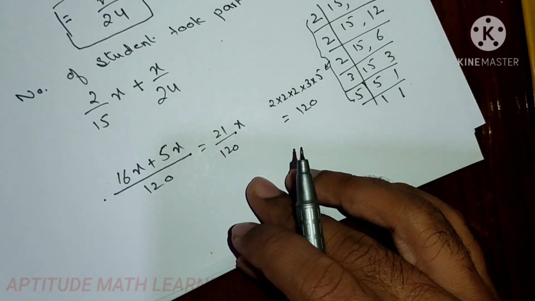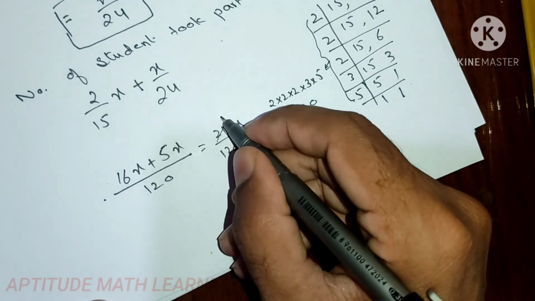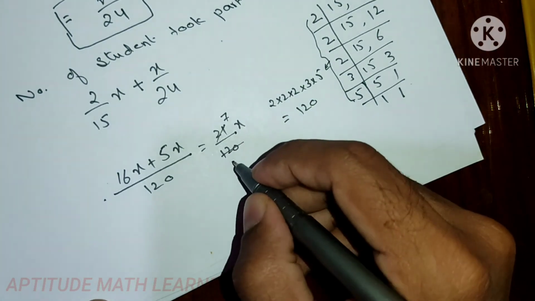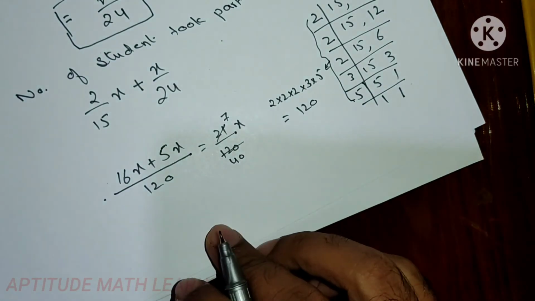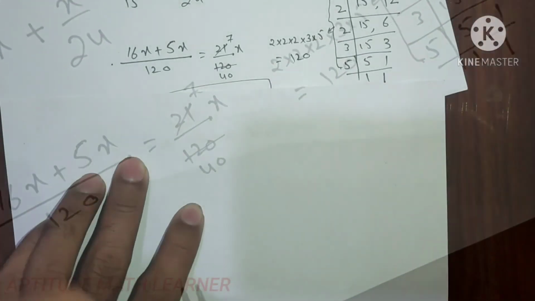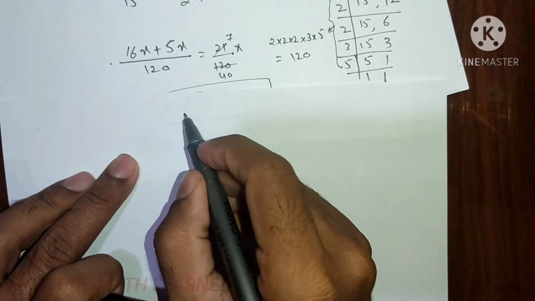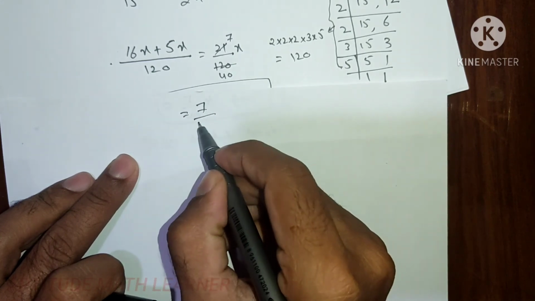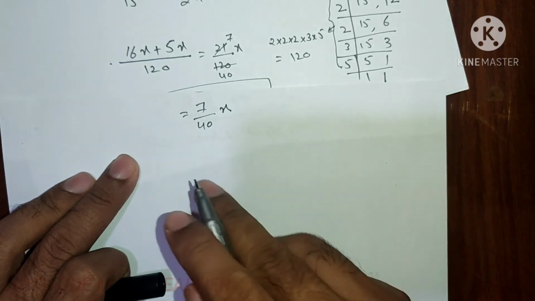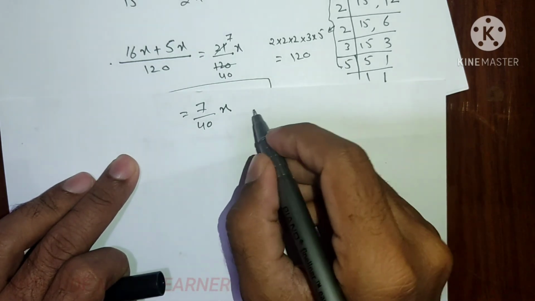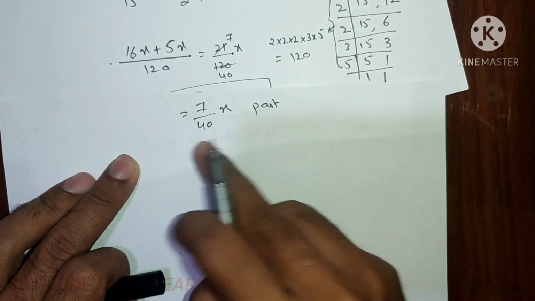It becomes 21 upon 120. So we make it easy: we divide by 3 and it becomes 7 upon 40. So we have got the answer 7 upon 40. This 7 upon 40 is the part, the total part.